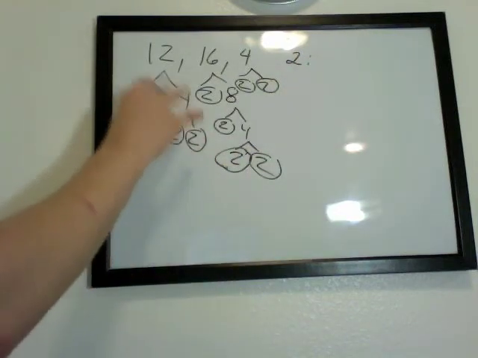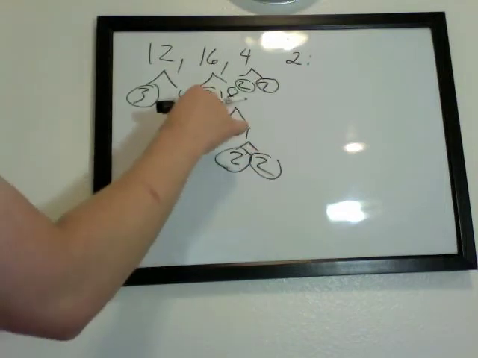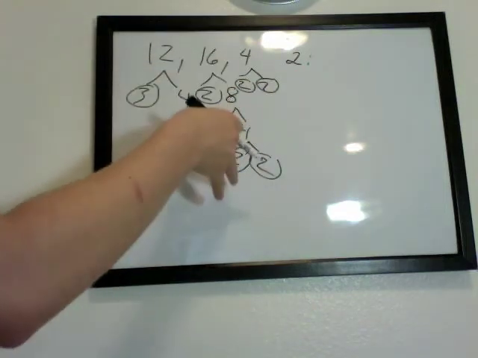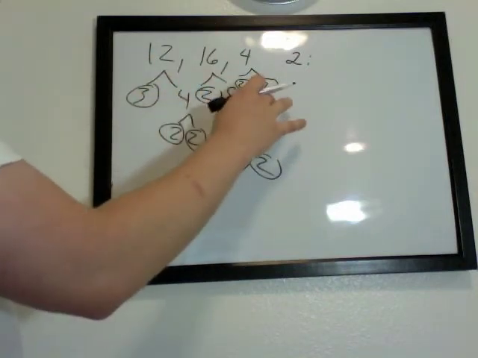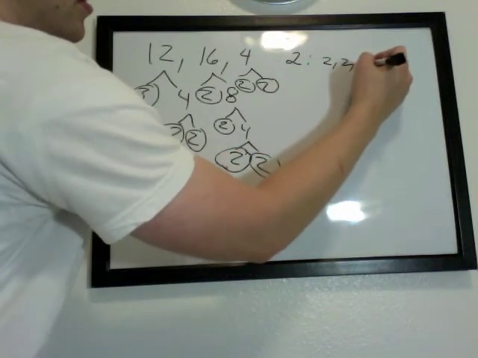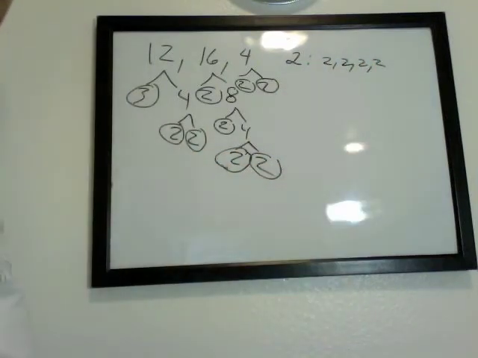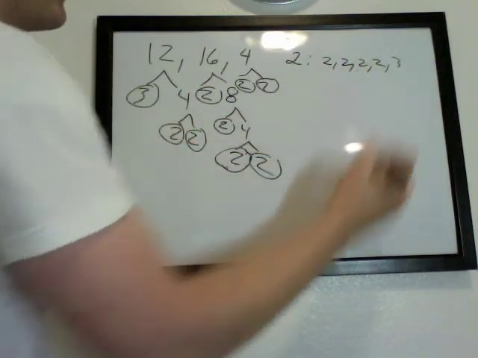We have 2 here. No, that's not good. That's not the highest count. We have 1, 2, 3, 4 here. That's 4 2's in this one. That's probably the higher one for the 2's. This 2 here. So we have 4 2's. So 2, 2, 2, and 2. And we only have 1 3. So we'll put 3 at the end.